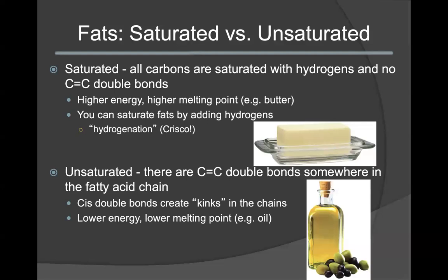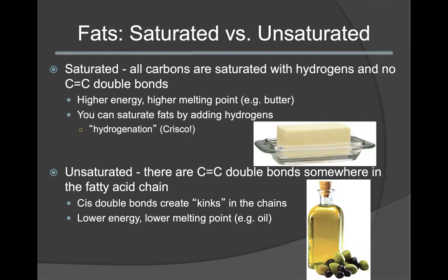An unsaturated fatty acid is present when you have double bonds somewhere in the fatty acid chain. When you have these double bonds, they are usually present in the cis form, which means that the fatty acid tails are going to be on the same side and the hydrogens are also going to be on the same side. This creates a kink in the tail.